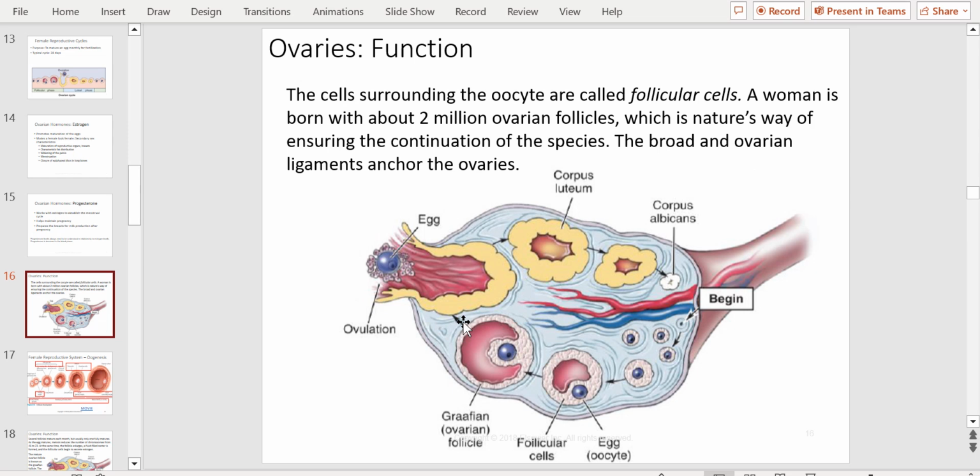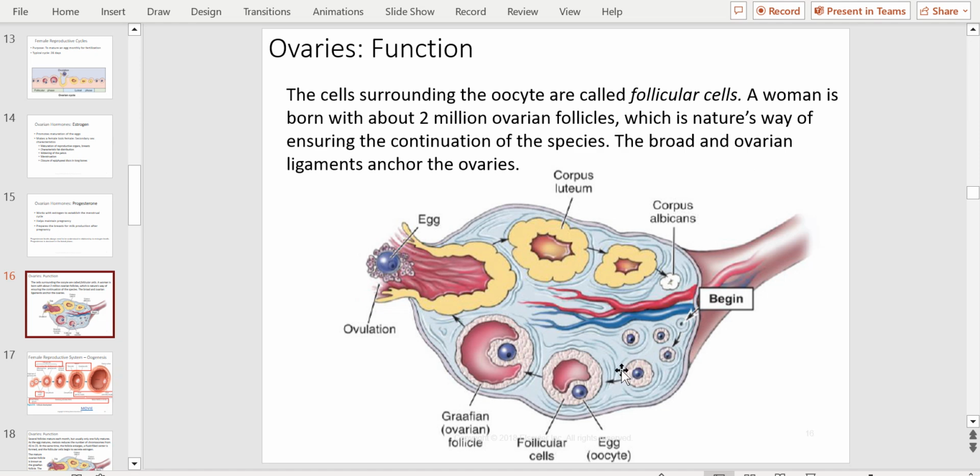So you've got the ovaries, and we're talking the function. And you'll see where it all begins. You'll see what's going on here. And the cells surrounding the oocyte are called follicular cells. That's these guys here. There's your follicular cells. A woman is born with about 2 million ovarian follicles, which is nature's way of ensuring the continuation of the species. The broad and ovarian ligament anchors the ovary.